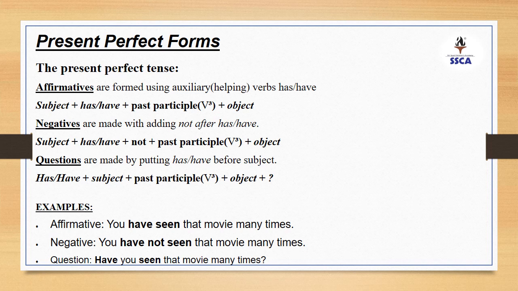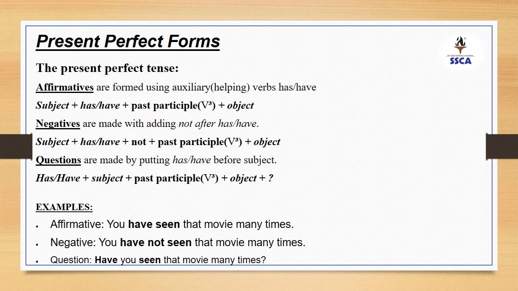Now the examples. Affirmative. You have seen that movie many times. Here you is the subject and after you, have is written and have is your helping verb. And then seen. Seen is past participle, the third form of verb. And then there is object, that movie, many times.